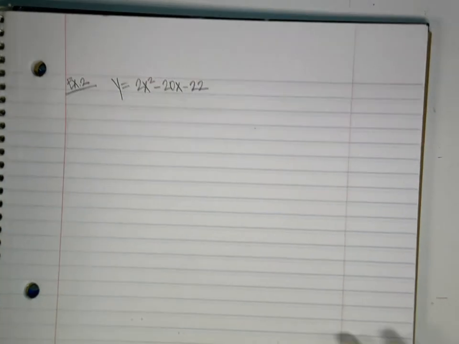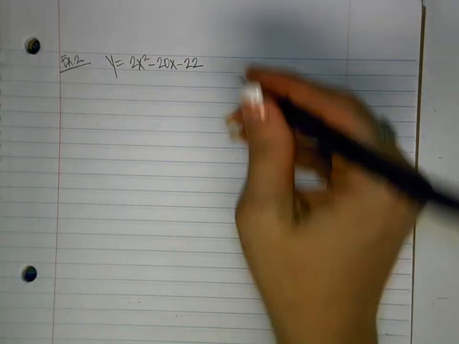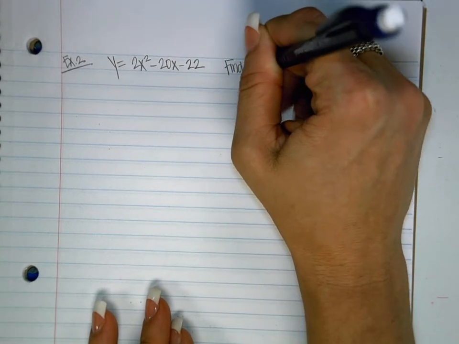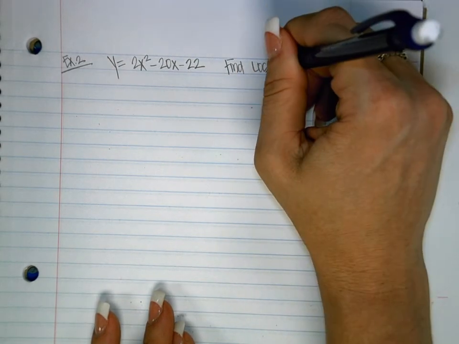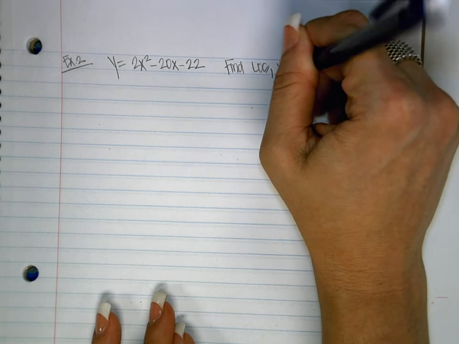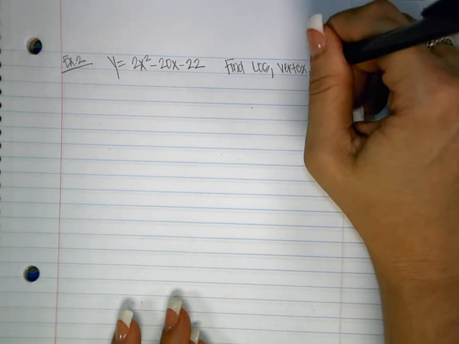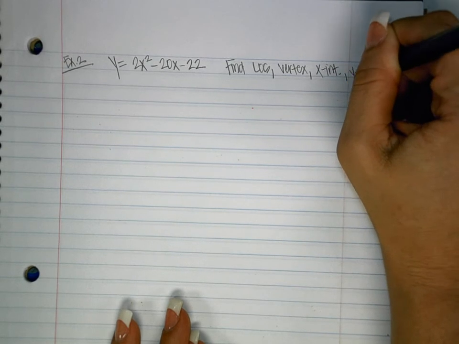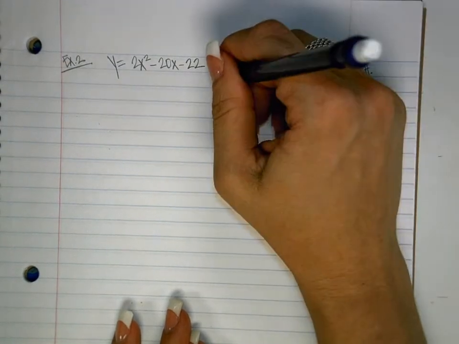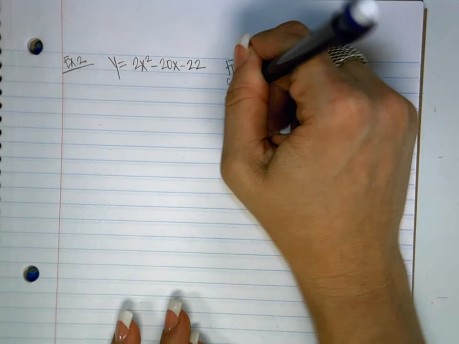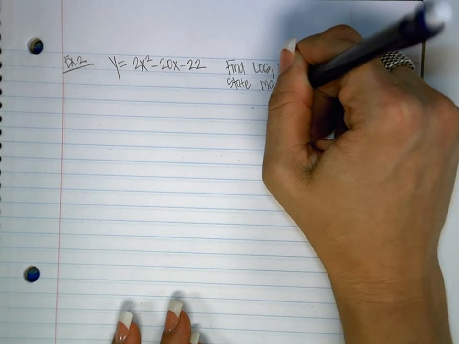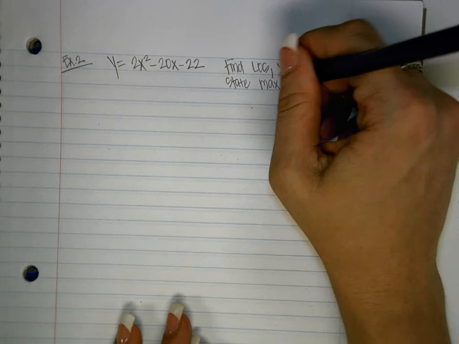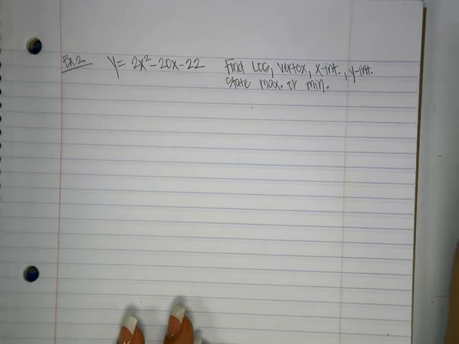Okay, for number 2, again, I want you to find the line of symmetry, vertex, x-intercepts, y-intercepts, and state maximum or minimum. I just want you to state if it has a maximum or a minimum.